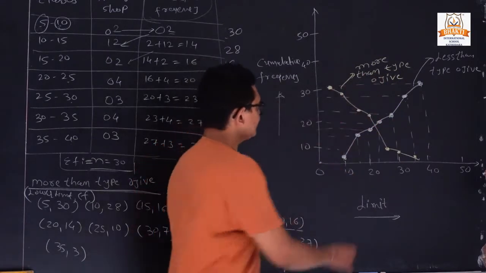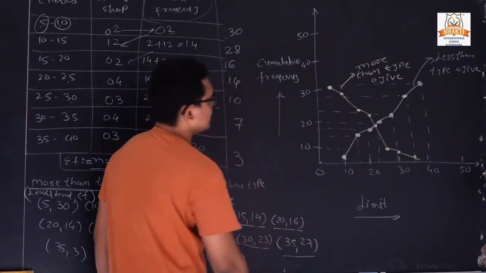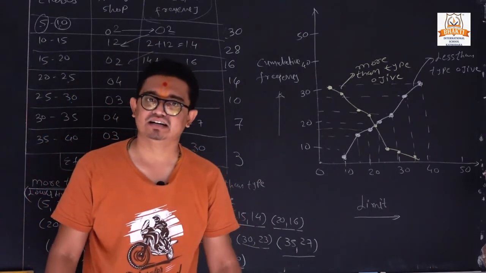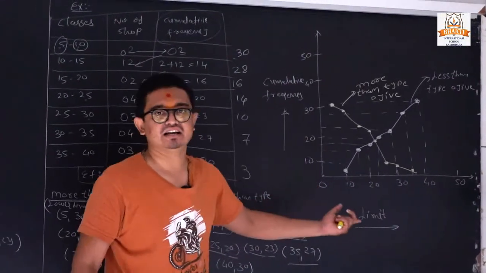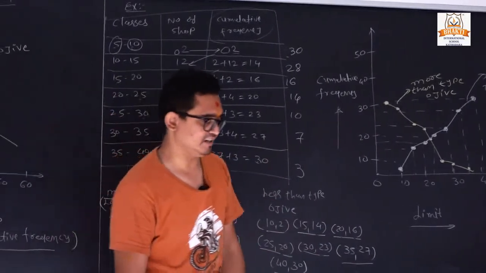So here they cut. They are also cutting here. Clear? In some examples they also ask, find the median from the ogive graph. At that time we can find the median directly from the ogive graph. We can see this in our exercise number 14.1.